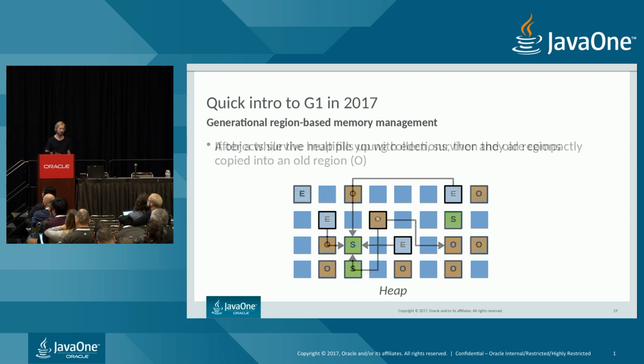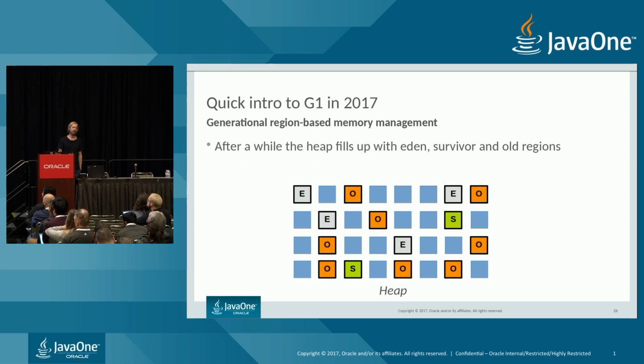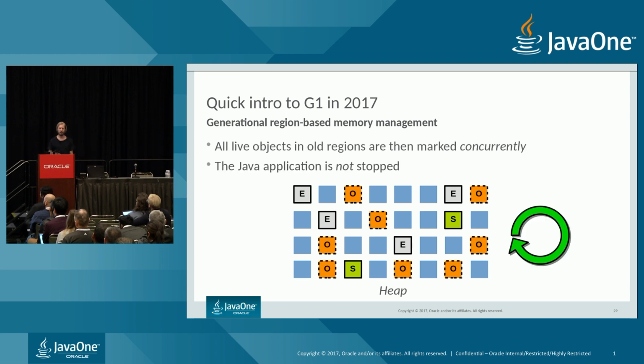So as your program keeps running, more and more Eden regions will be used for allocations, young collections will happen, the objects will be surviving and moving into survivor regions, some will survive for longer times, filling up more and more old regions with live objects. And sooner rather than later, G1 will have to start a concurrent mark cycle to find out in the old regions which objects are actually in use and which aren't. So the Java application is not stopped during this time. The concurrent mark will be running alongside your Java application, traversing the heap and finding all these live objects in the old regions.